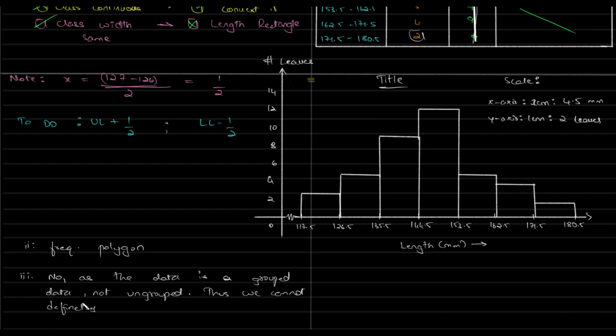definitely, or we cannot specify, give a specific measurement. We cannot give... no, that's enough actually. As the data is grouped, we cannot answer it. That's it.